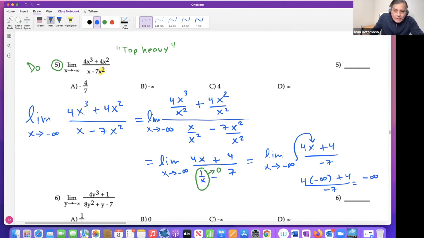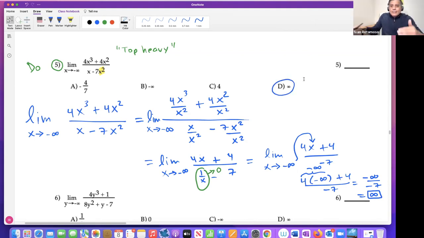So the result of all this multiplication, negative infinity plus 4, is negative infinity. But negative infinity divided by a negative number, negative divided by negative is positive. So this will end up as positive infinity, right? Tricky, tricky guys, but doable. This will be it, right?